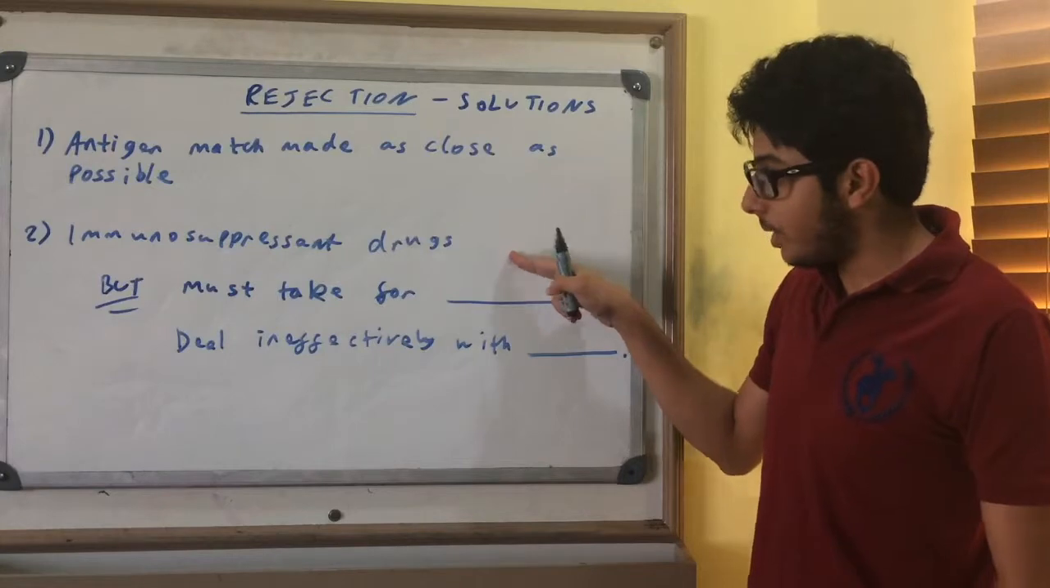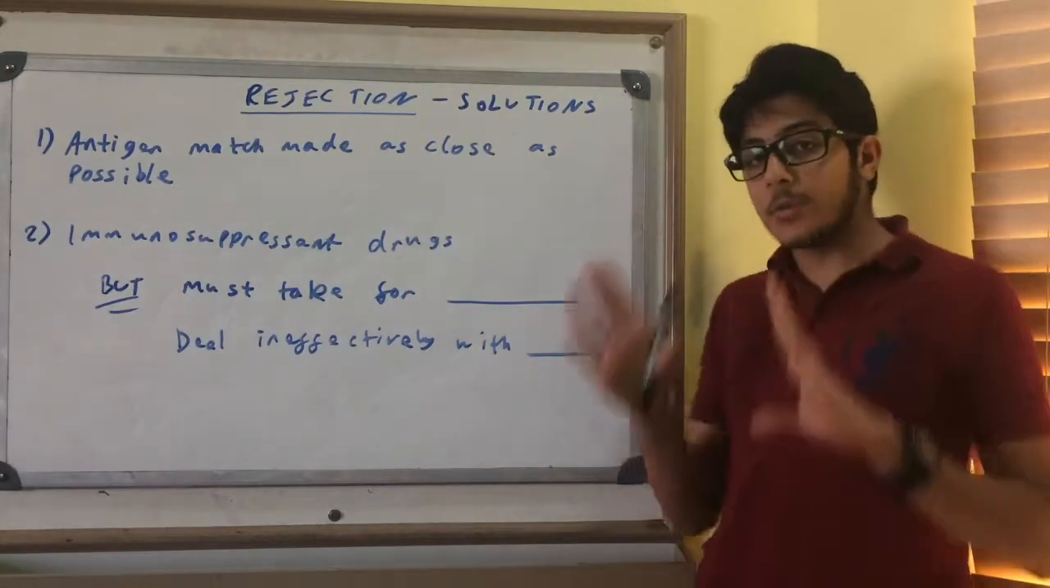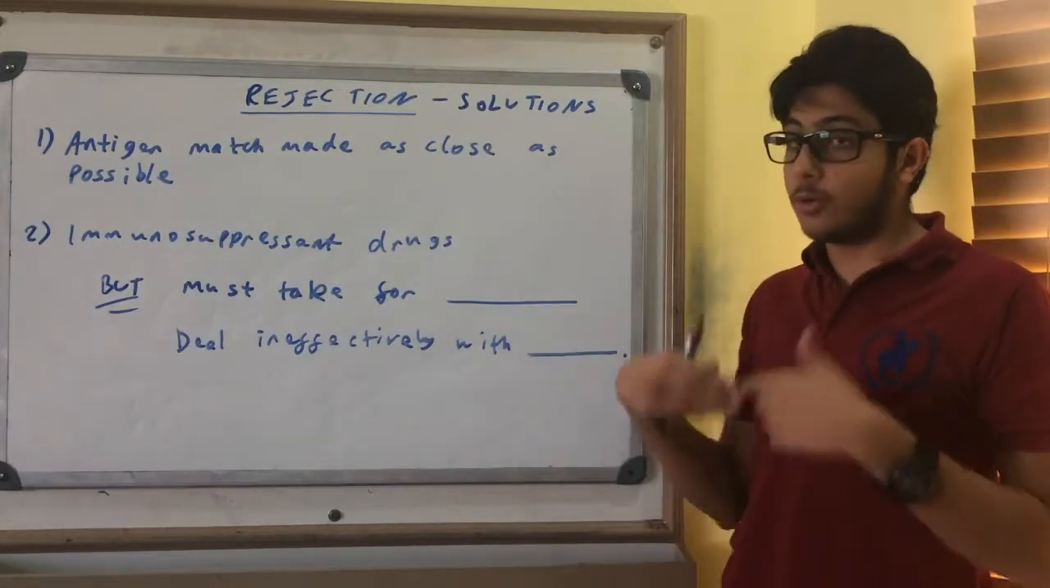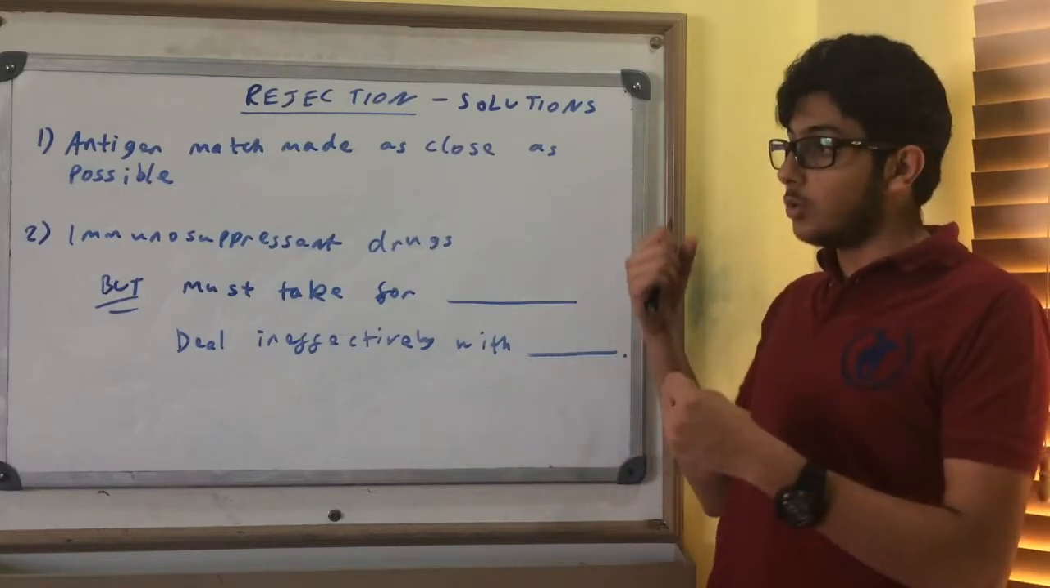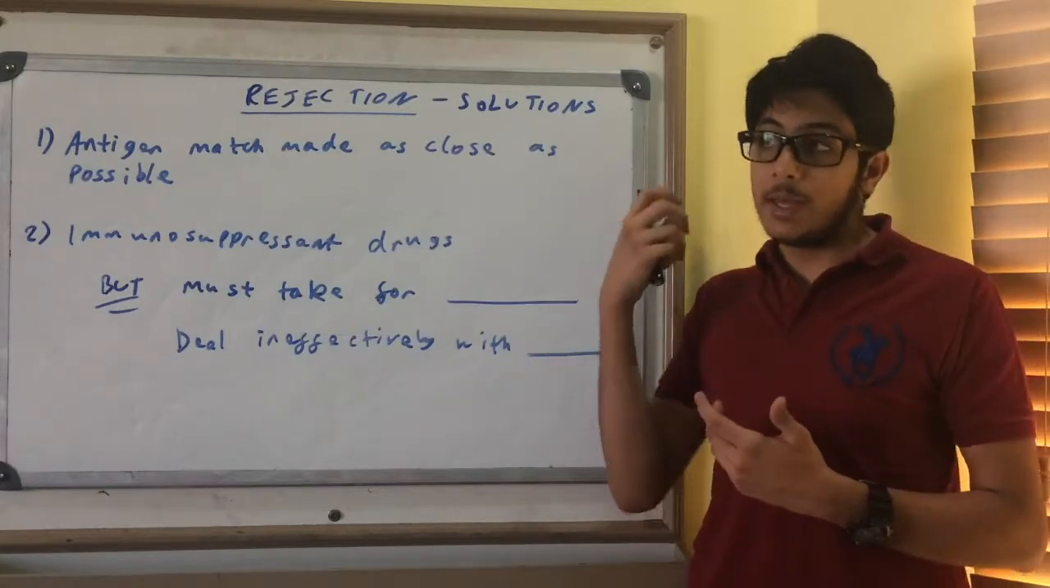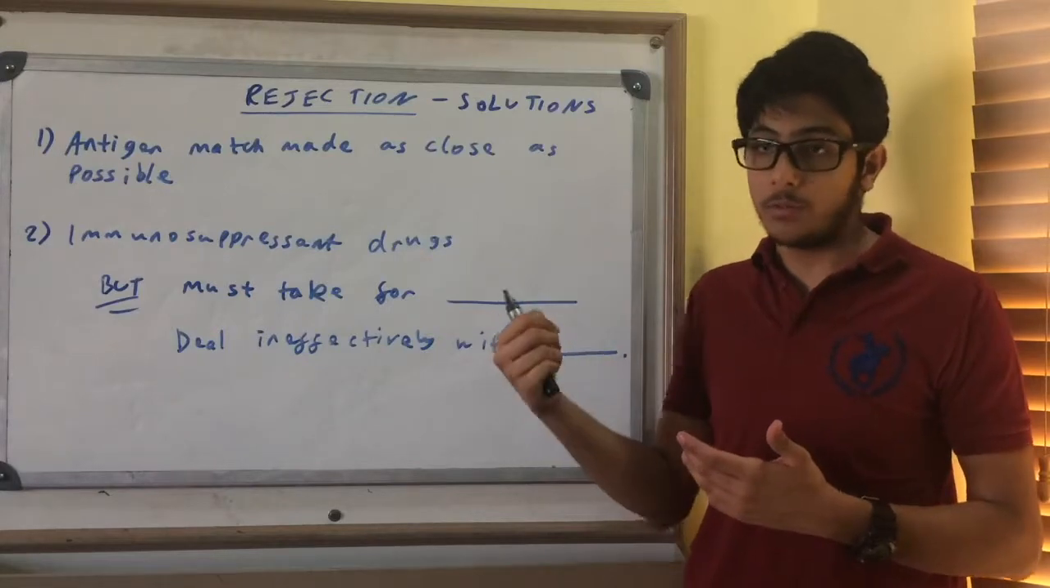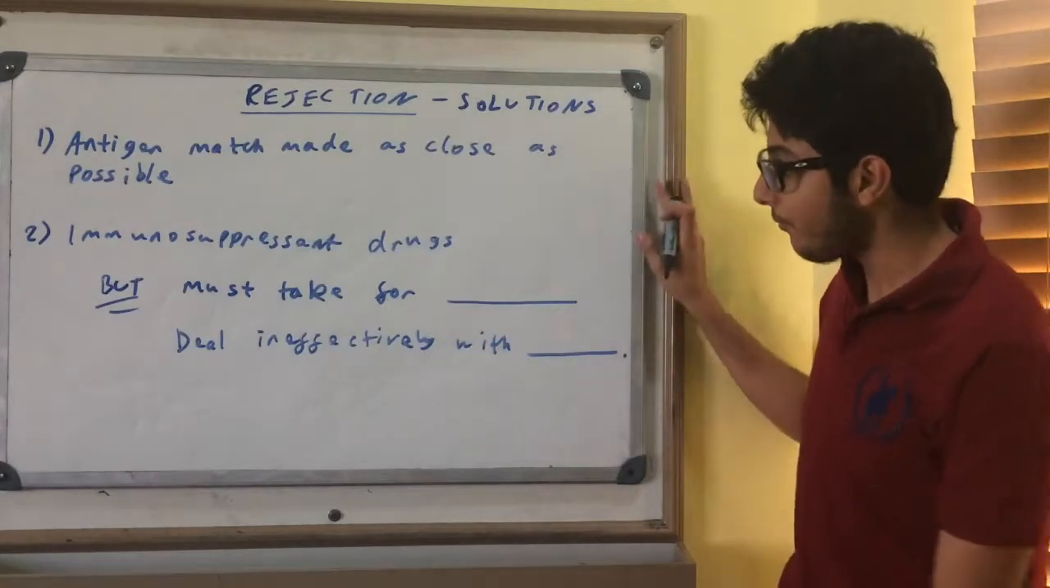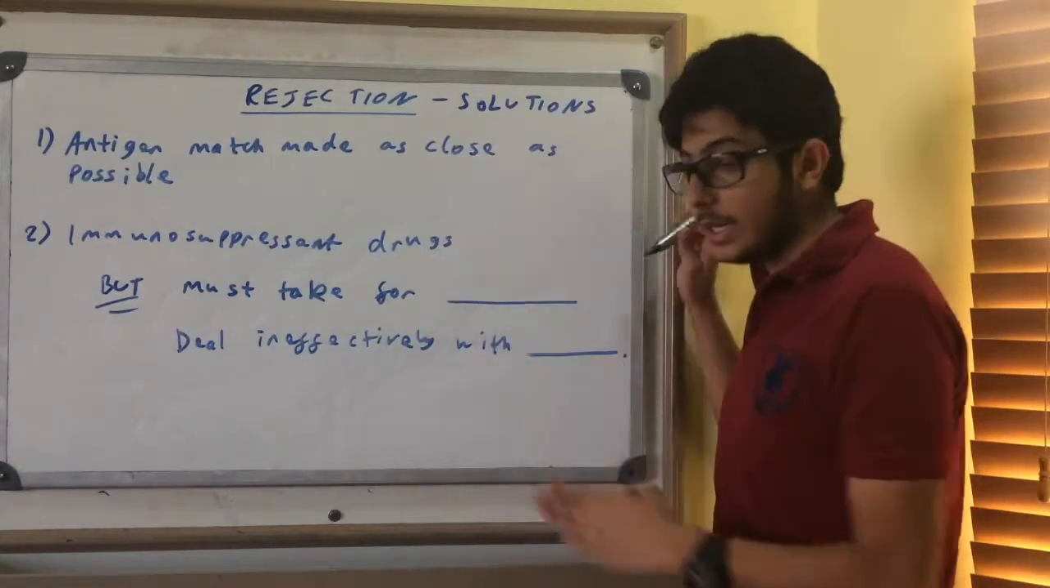The second solution is immunosuppressant drugs. Immunosuppressant drugs suppress your immune response. So your immune system does not respond and attack the donor organ, even though the antigens are seen as foreign. But you must take it for the rest of your life.